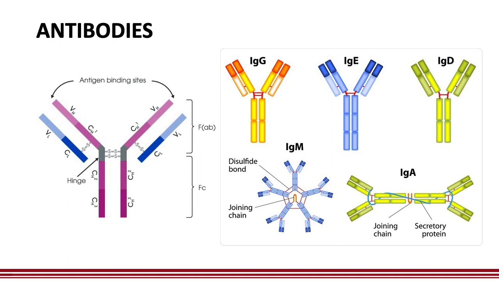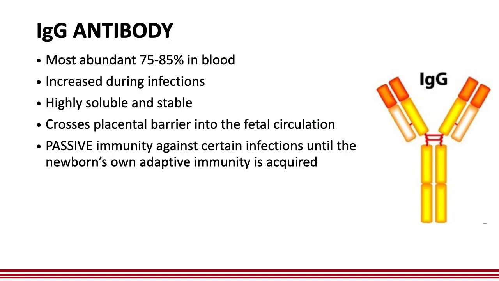Antibodies are large globular proteins, and they follow more or less the same Y-shaped structure consisting of two heavy chains and two light chains. We have five types of antibodies: IgG, IgM, IgA, IgD, and IgE. The most abundant of which is IgG, and it is increased during infections.